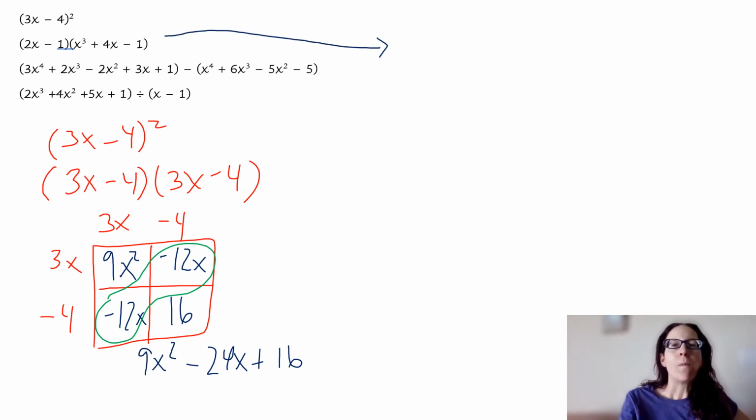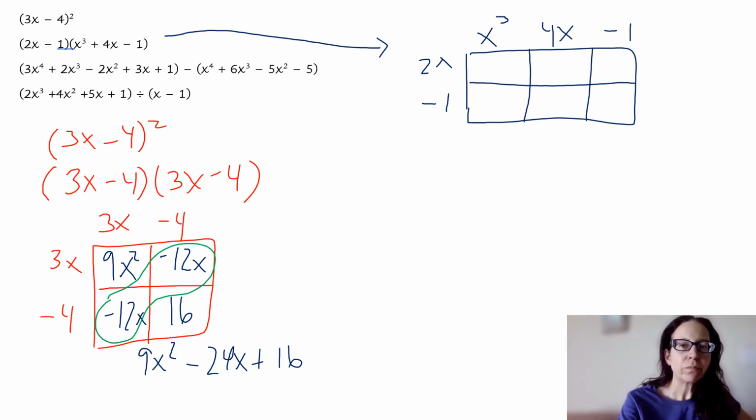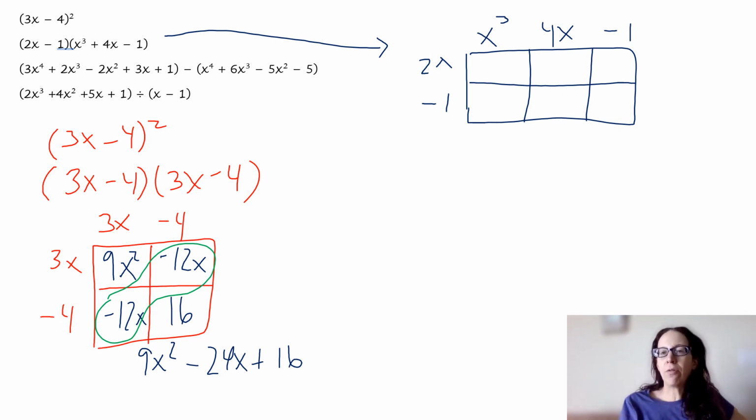Next one. And we're going to be using the area model for this. So this is x to the third, 4x, and a negative 1. And we're multiplying that by 2x minus 1. Pretty much all the area model is, is a way to picture multiplying and dividing as an area. And it's a way of organizing your distribution.